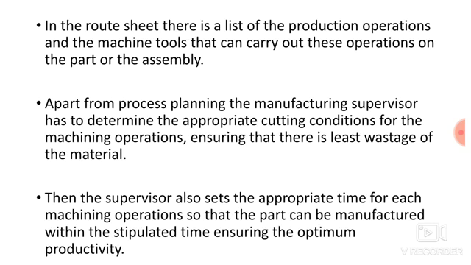So after deciding operation, machine, cutting conditions and cutting tool, he has to decide the time required for a particular operation, because the role of the supervisor or the manufacturing department is to manufacture the product within the stipulated time. So he will decide the time for each operation, and he is responsible for manufacturing the product within that specified time.